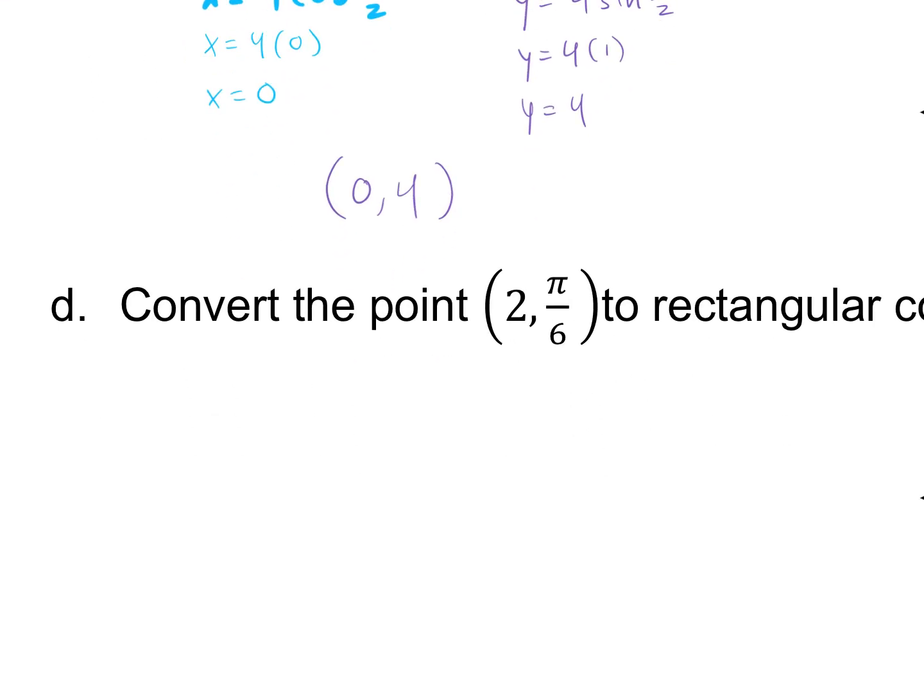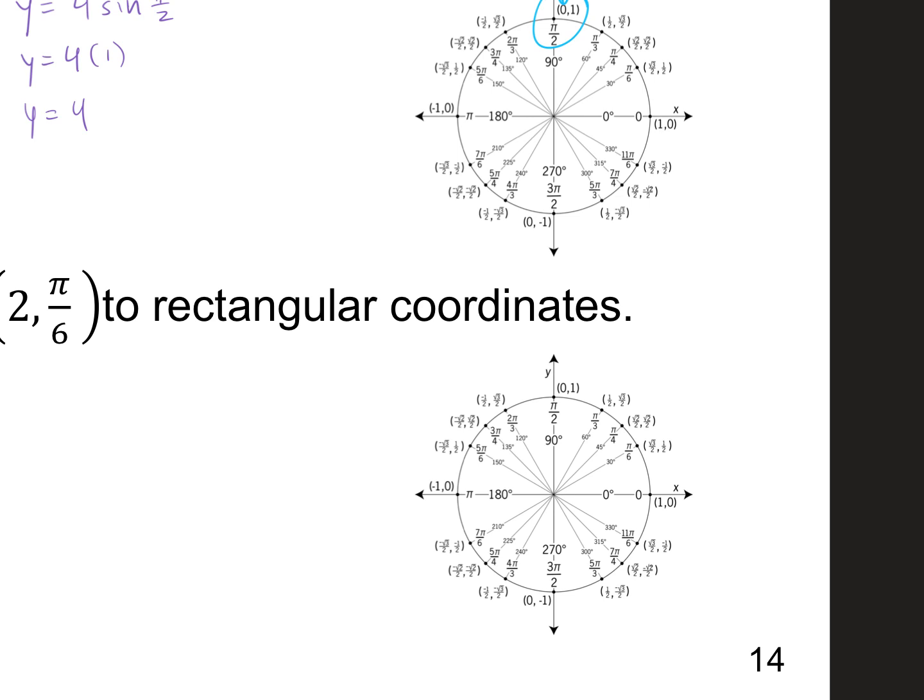So x is equal to 2 times cosine of pi over 6. What is cosine of pi over 6?